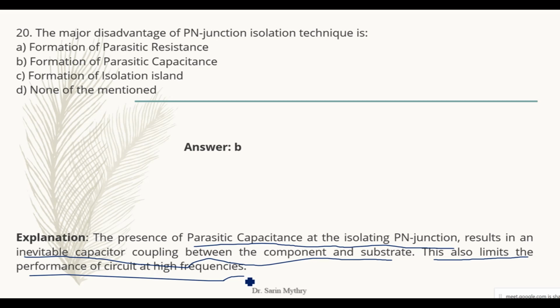Depending upon this capacitor only, we say whether our output is obtained or not obtained. So that's why this also limits the performance of the circuits. The major disadvantage of the PN junction isolation technique is the formation of parasitic capacitors. So option B is the correct one.